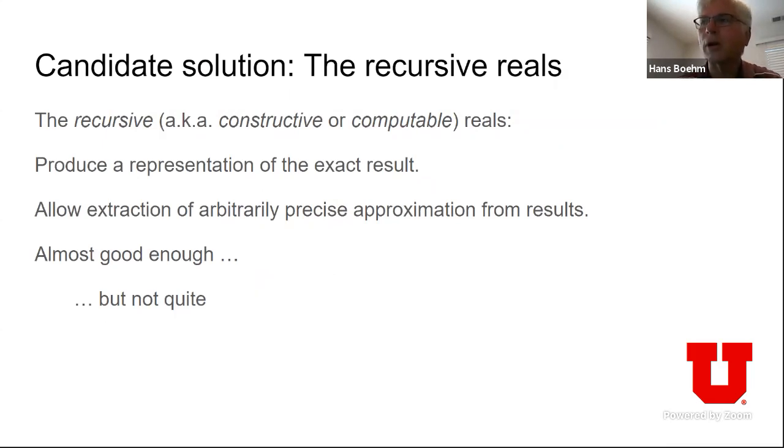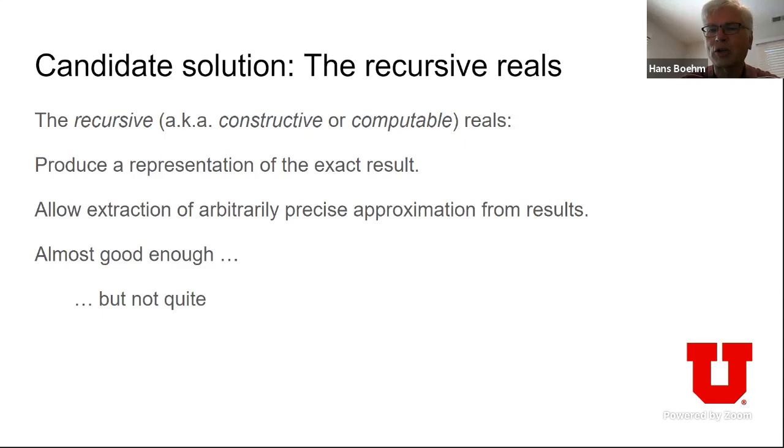In order to accomplish that, the candidate solution is to use what's known as the recursive reals, or sometimes the constructive or computable reals. Basically, what you do here is you produce a representation of the exact result, and that representation then allows extraction of arbitrarily precise approximations from that result. This turns out to be almost good enough, but not quite, for our application.